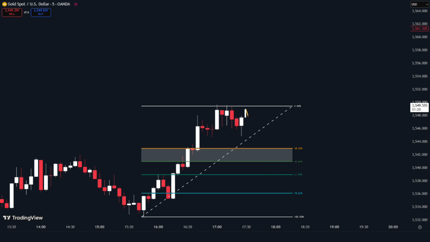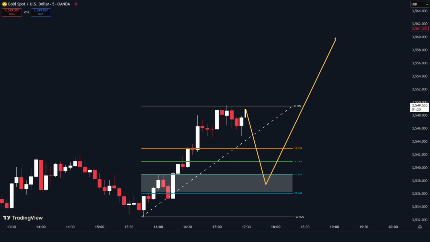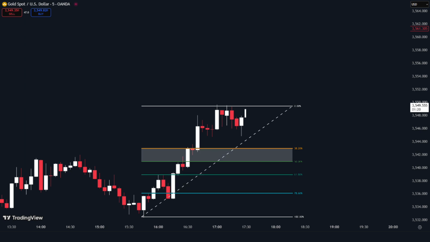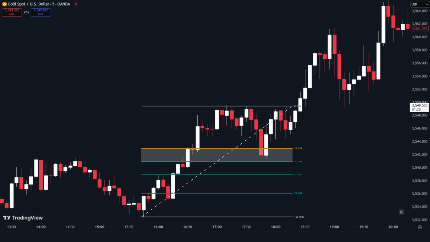Small pullbacks, usually to the 38.2 or 50% level, indicate a strong trend. Deep pullbacks to 61.8 or 78.6 suggest weakening momentum and the possibility of a reversal. If the pullback doesn't even reach 38.2%, we don't really count it as a proper correction. Instead, we treat the entire movement as one single leg.